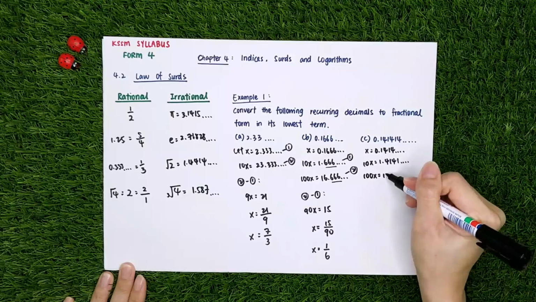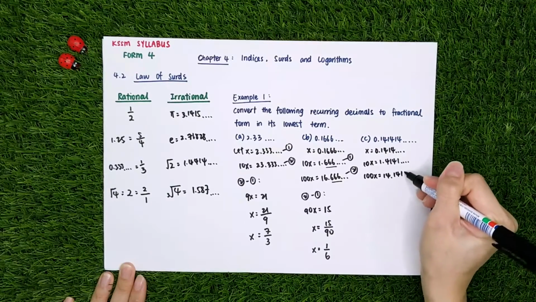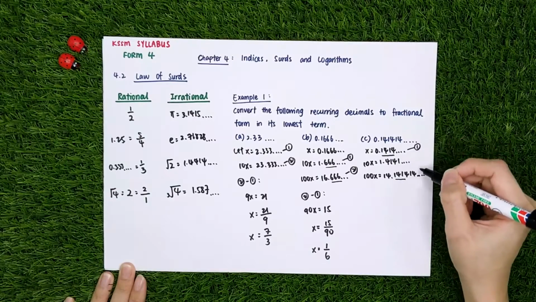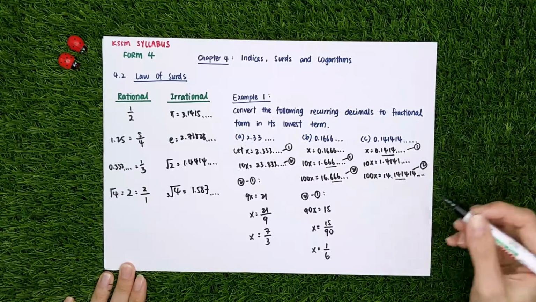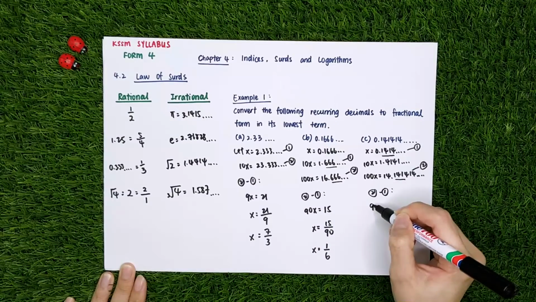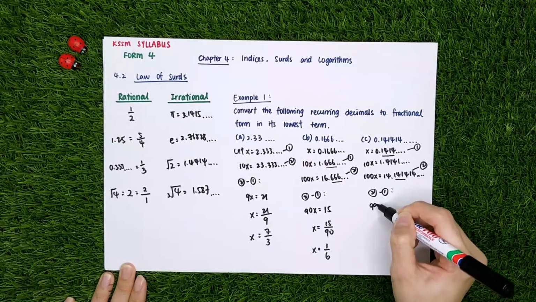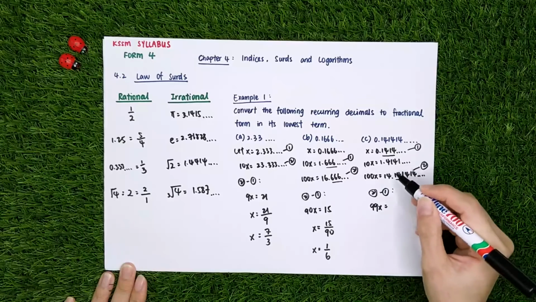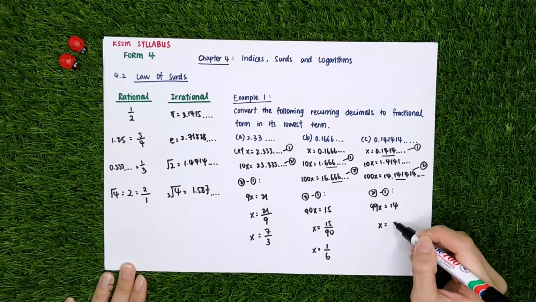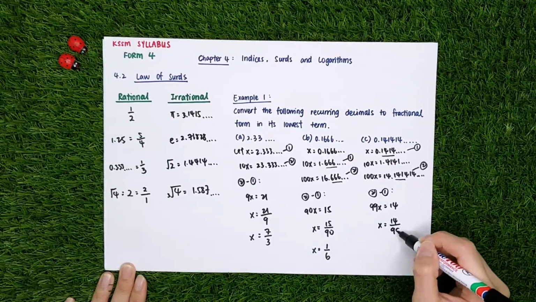So you can get 14.141414 behind. This is my first equation, this is my second equation. The second one minus the first one. 100x minus x, you will get 99x equals to 14. So x is equal to 14/99.